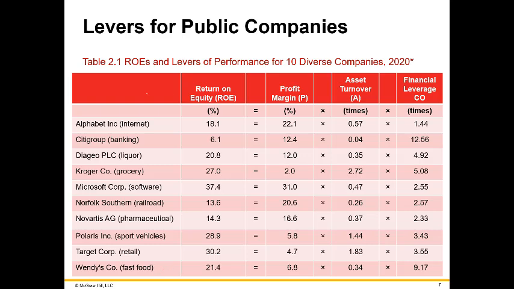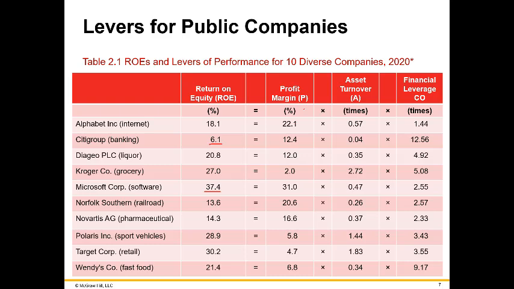So lots of different kinds of businesses here, and then we see a range of ROEs. Smallest one, 6% here with Citigroup, all the way up to, let's see, the biggest one is Microsoft, 37%. So wow, you can have everything in between. We want a better ROE, of course, if we're investing, but let's think about the subcomponents, what's driving these larger ROEs.